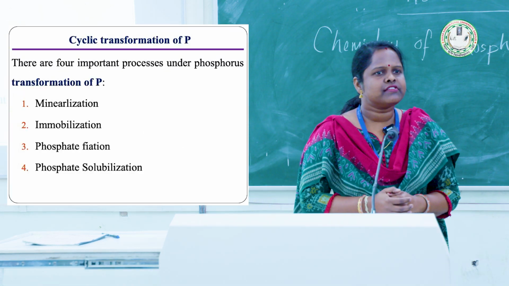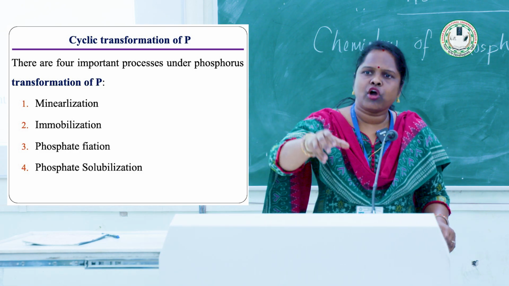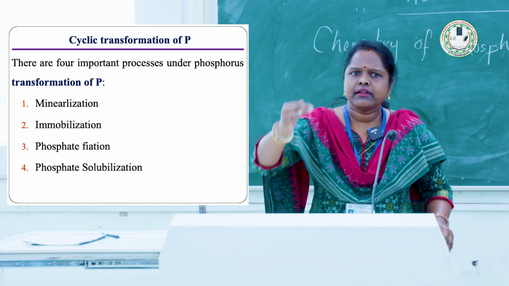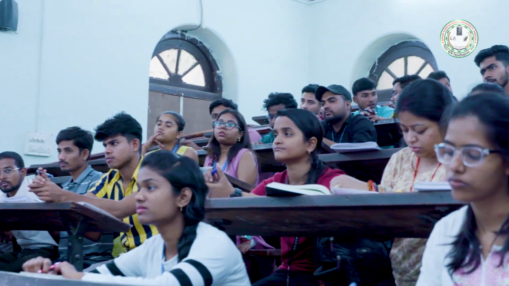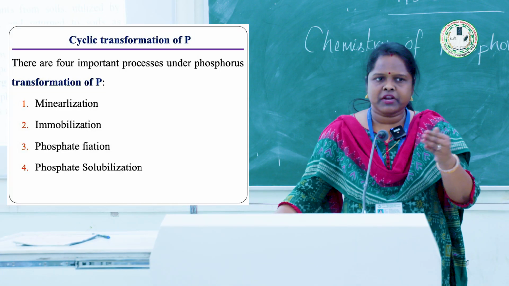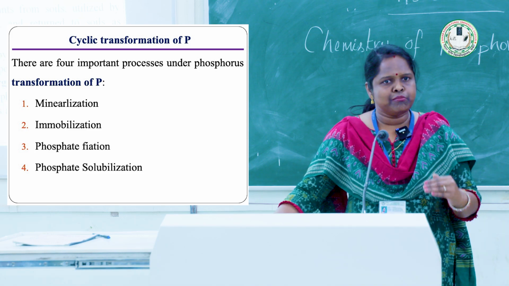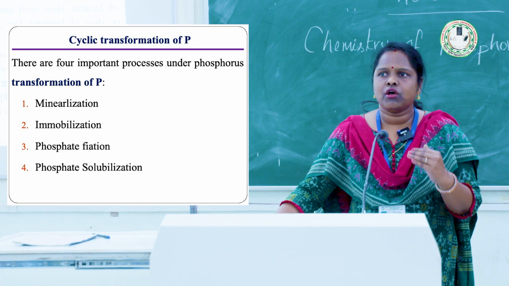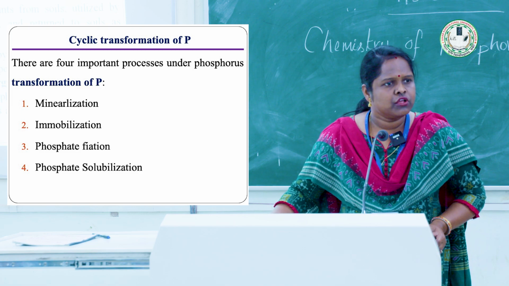Next we can discuss the cyclic transformations of P in soil. If we incorporate phosphorus in the soil system, what happens to that? There are different major steps happening inside the soil. These are the dominant steps discussed in phosphorus transformation. Number one is mineralization, followed by immobilization, then one of the important dominant losses of phosphorus in soil, phosphate fixation, and the fourth one is phosphorus solubilization.